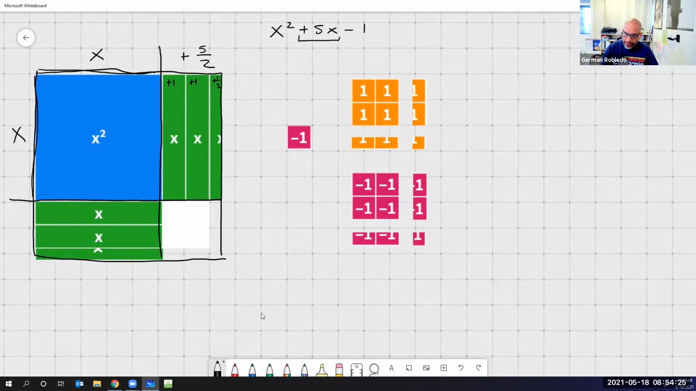And then same thing here. This is +1, this is +1, this is +1/2. So that's 2.5, but I'm going to write it as +5/2. So I'm going to make this square. This square is going to be x plus 5/2.